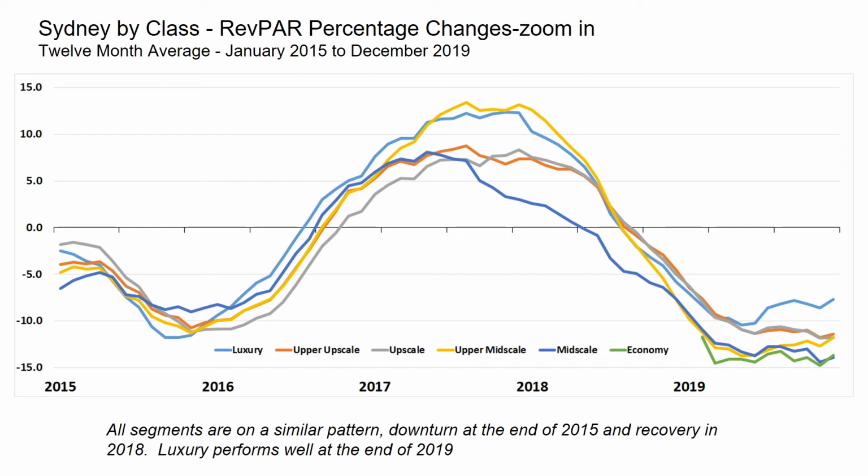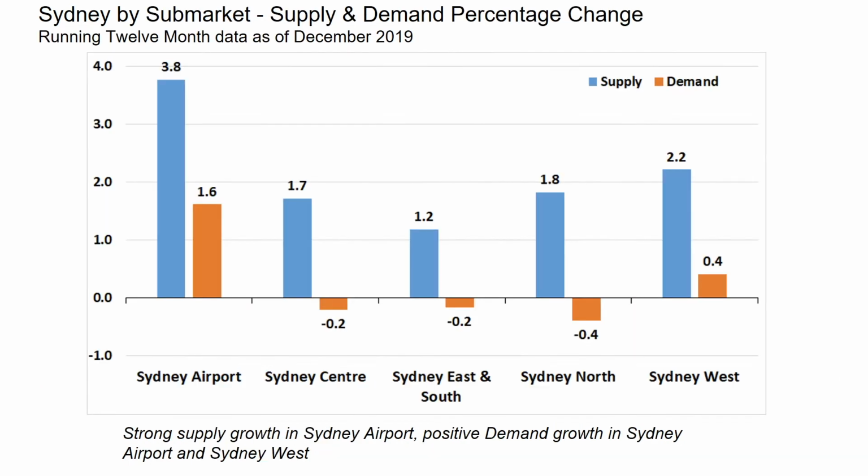We zoom in on the RevPAR percentage changes over the last 5 years. The data in the economy segment is not shown until 2019, but basically all of them are in a similar pattern. After showing you the class, I will show you the submarket in the Sydney market. This graph shows supply and demand percentage change. Sydney Airport has a strong supply growth of nearly 4%. In terms of demand, there is a positive growth range in Sydney Airport and Sydney West.